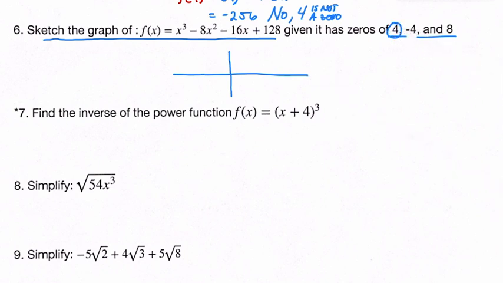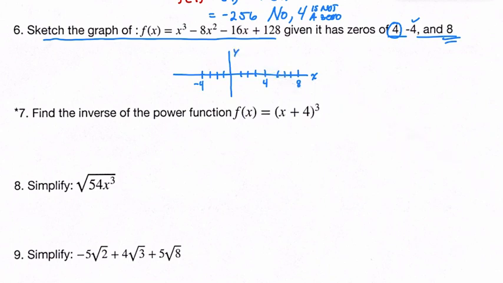So one of your zeros is at 4. So 1, 2, 3, 4. One of them's at 8. 5, 6, 7, 8. It wouldn't have to be a perfect graph here. And one we got at -4. So way over here on the left side. Okay, so there's our x-axis, there's our y-axis.